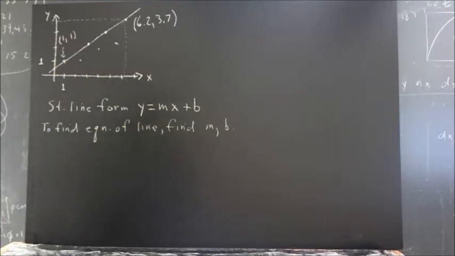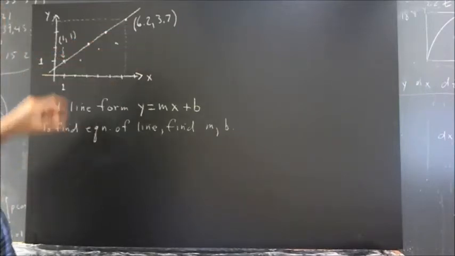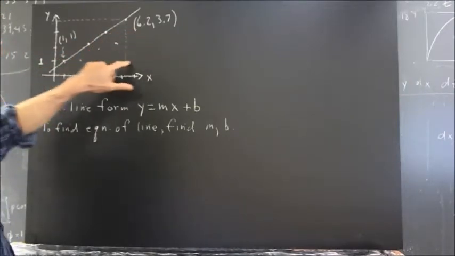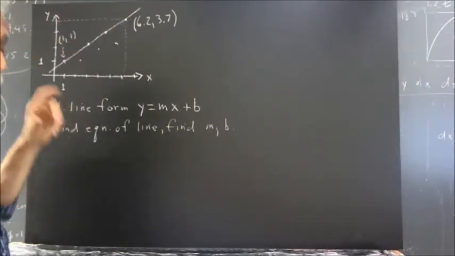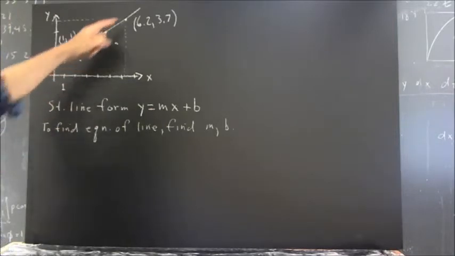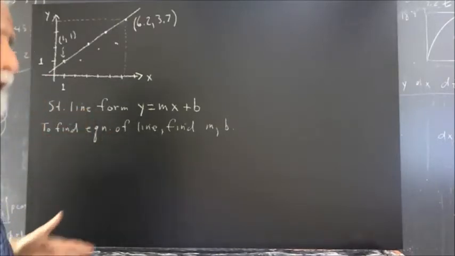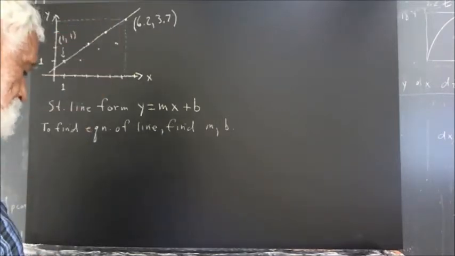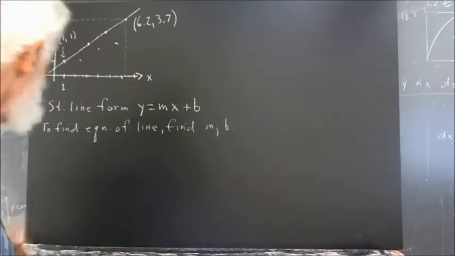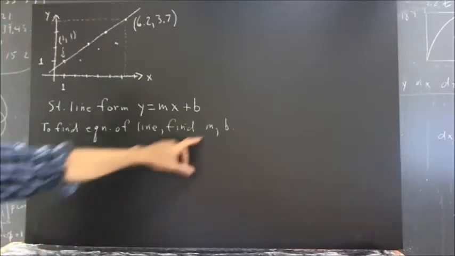Well, you know, or you should know perfectly well, that we could easily find the slope of this line. From 1 to 6.2 is a distance of 5.2. From 1 to 3.7 is a distance of 2.7. So that we have a rise of 2.7 and a run of 5.2. So the slope is 2.7 divided by 5.2, which is pretty close to 0.5, just a little greater than 0.5. Actually, it's a little less than 0.5. I don't know what I was thinking. And so we could easily determine the value of m.